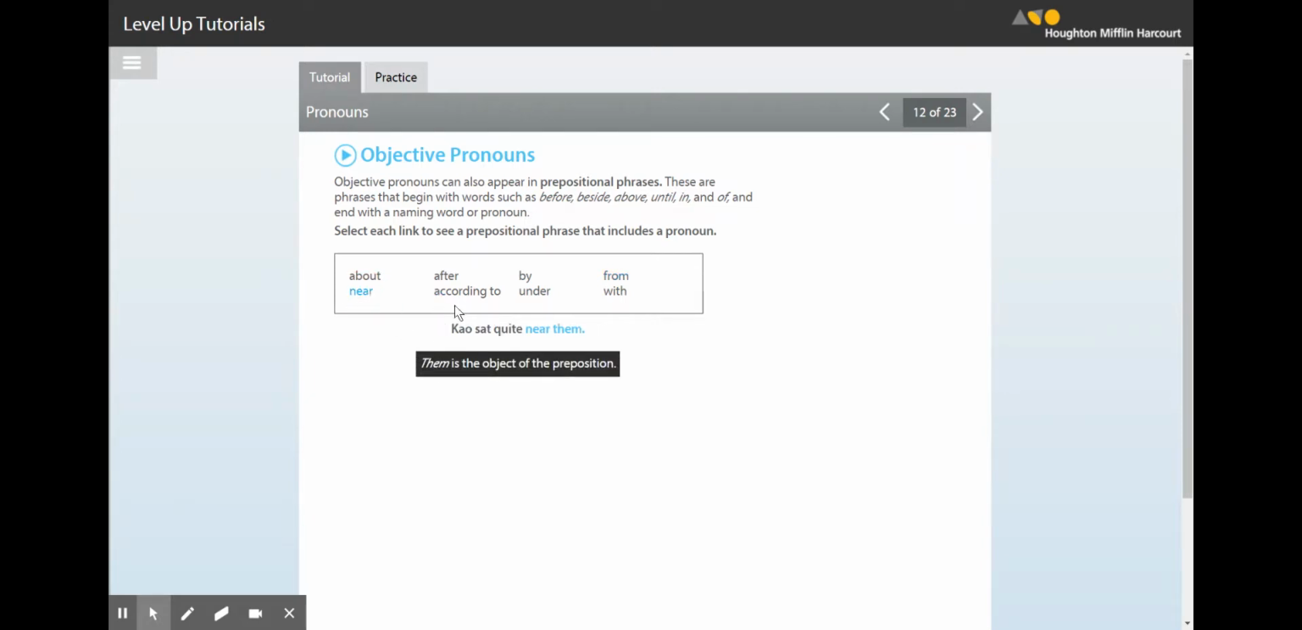Another one, near. Cow sat quite near them. So them is the object of the preposition. According to her, the book was dull. So her is the object of the preposition. Under it was a small mouse. It is the object of the preposition. And finally, with. Go with them immediately. So them is the object of the preposition.